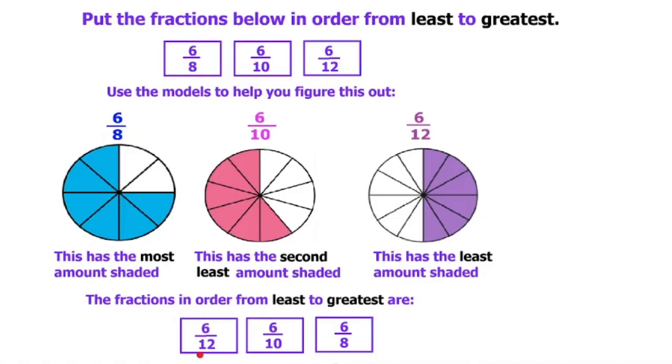So what you have to remember is that if you have fractions with the same numerator but different denominators, the one with the biggest denominator is going to be the fraction that's going to be smallest. Okay? So it's kind of like backwards thinking. When the denominator is big, that means the fraction is the smallest because it's going to be divided up into many, many parts and they'll be less shaded in.